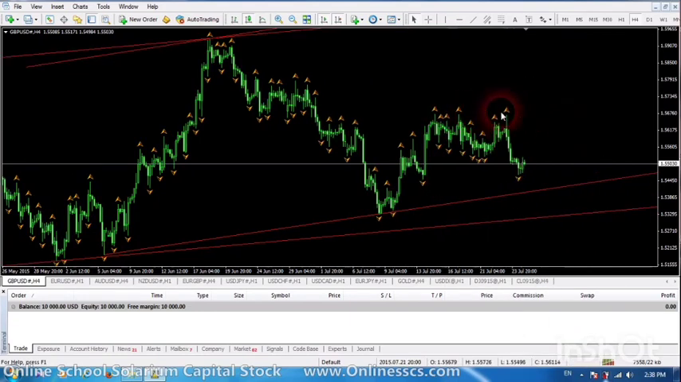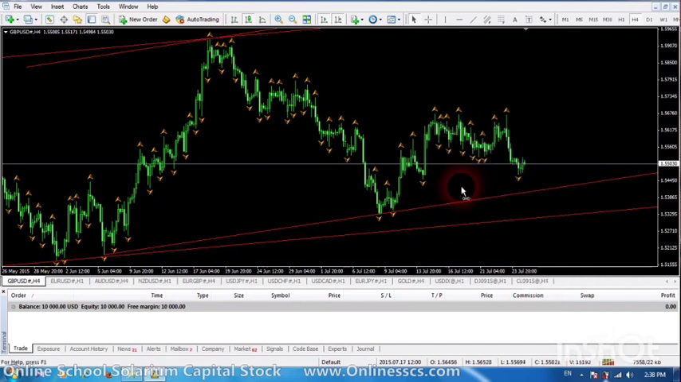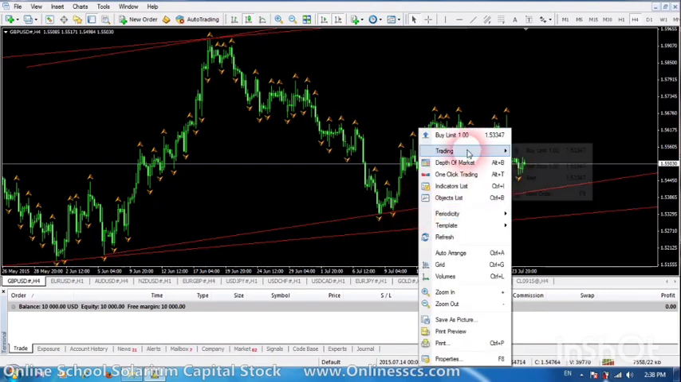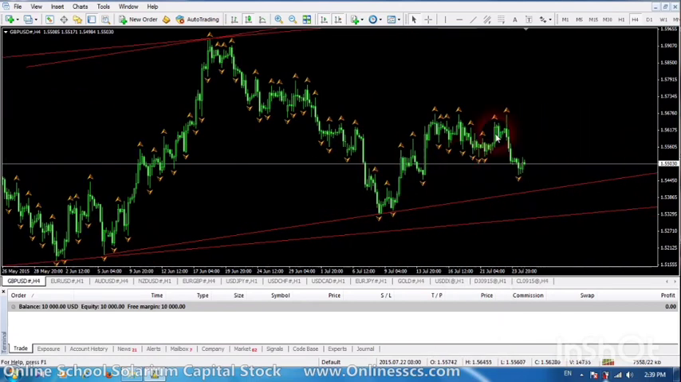About buy stop and sell stop, for example, if you want to do a buy trade here, you can right click on it and choose the buy stop here, and it will be saved. If you want to do a sell order in the future, right click and put a sell stop on the market.